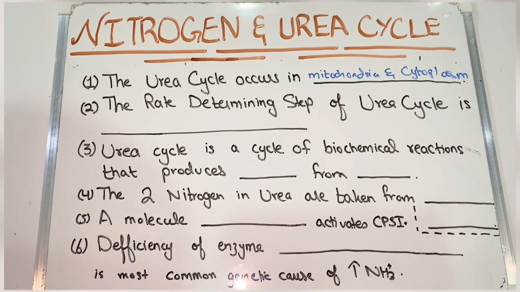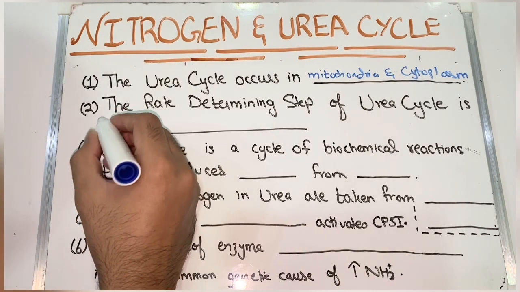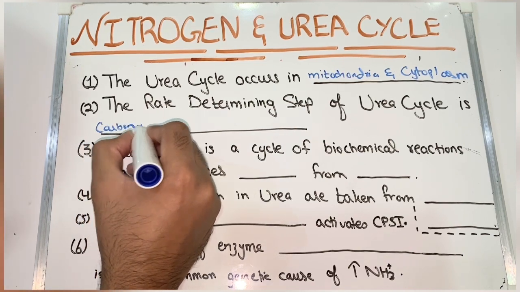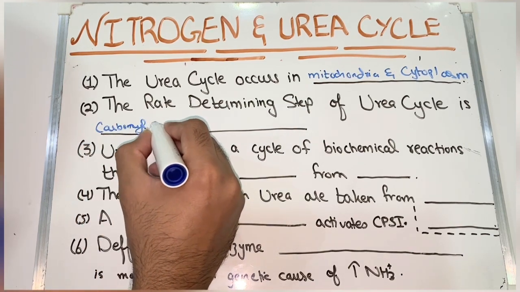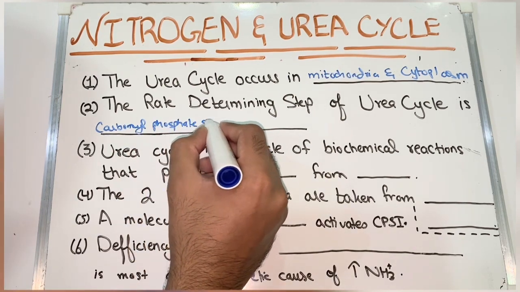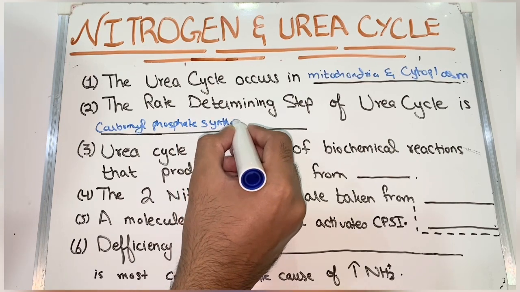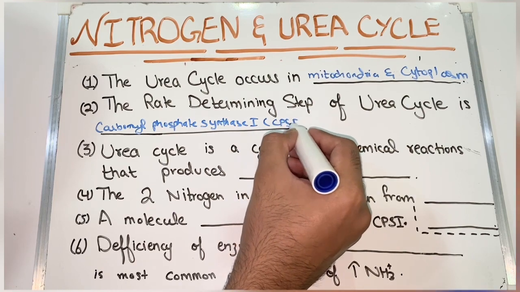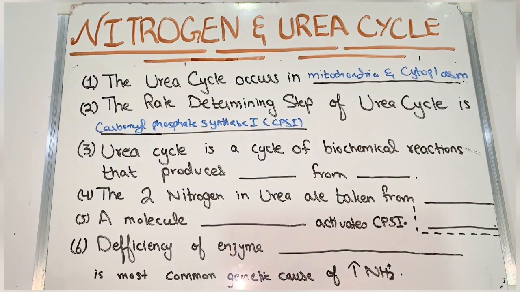As we know, the first step which happens in the mitochondria is a rate determining step in which ammonia with addition of carbon dioxide and two ATP molecules convert itself into carbamyl phosphate with the help of enzyme called carbamyl phosphate synthase 1. So here we have to write the answer carbamyl phosphate synthase 1, which is also regulated and its affinity is increased by N-acetyl glutamate. So let's go on to the third question.